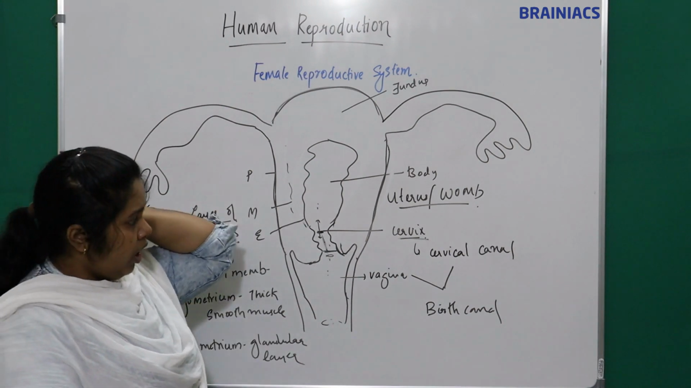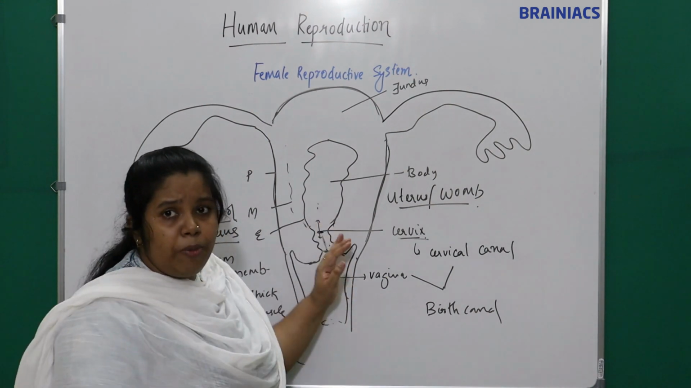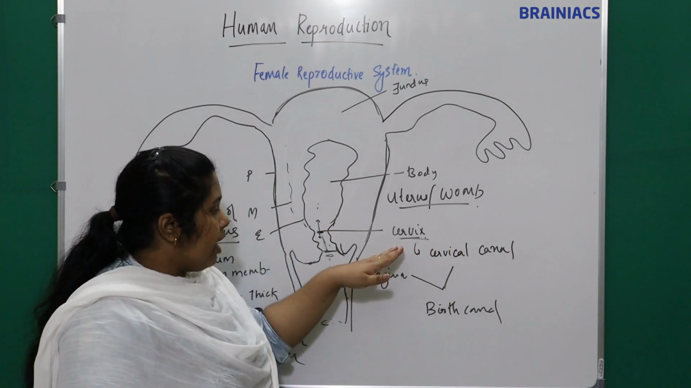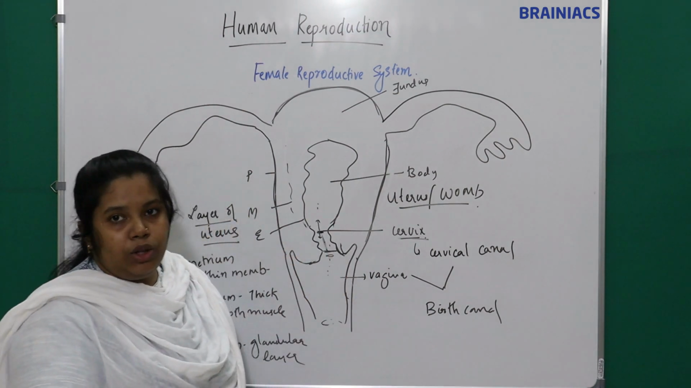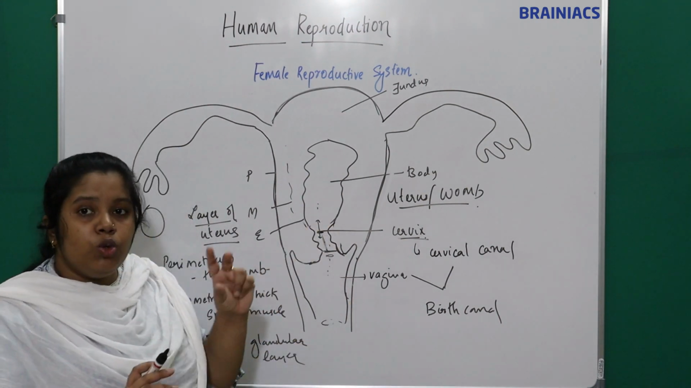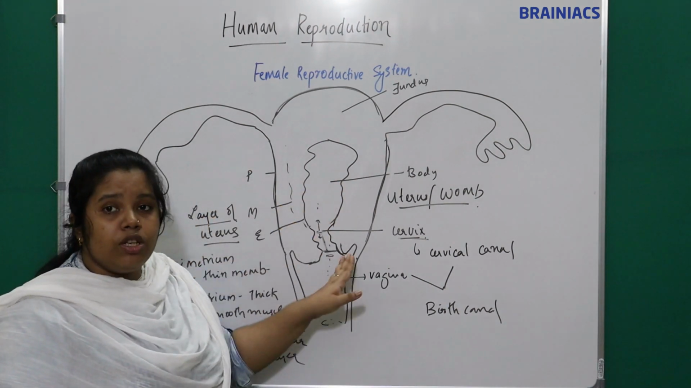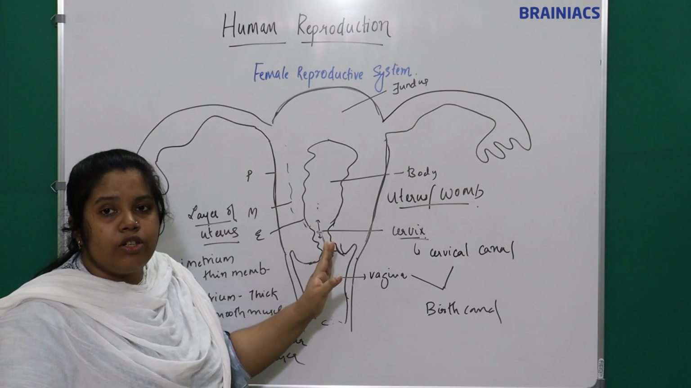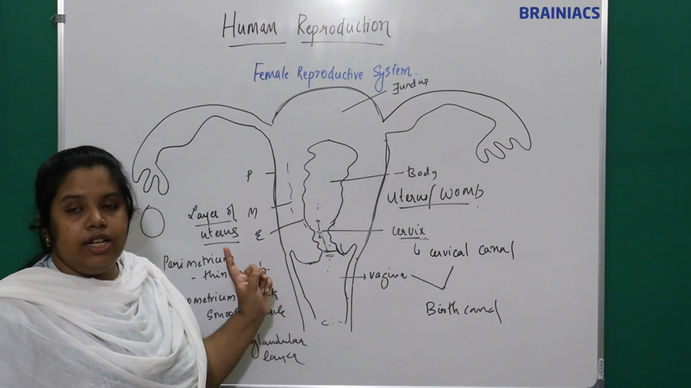Understand? So what we have seen: the cervix is the lower part of the uterus, and the cavity in the cervix is called the cervical canal. The cervical canal plus the vagina constitute the birth canal, because the delivery of the baby during childbirth occurs via this path. And there are two constrictions: the internal os, which connects the body of the uterus to the cervix, and the external os, which connects the cervix to the vagina. So we have seen the uterus.